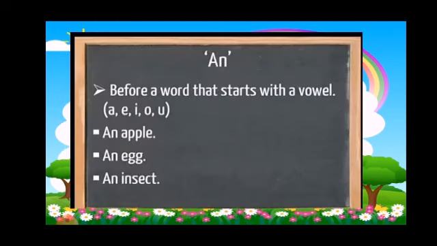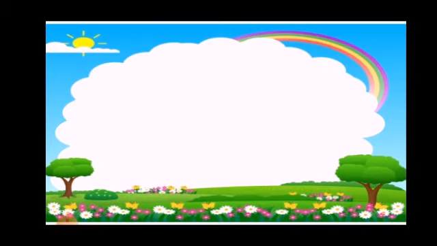Now article AN, before a word that starts with a vowel. A, E, I, O, U. So for article AN, you have to remember that the word begins with vowel sound. For example, an apple, an egg, an insect.